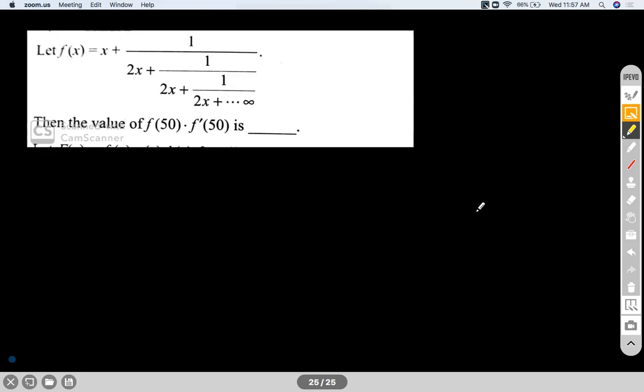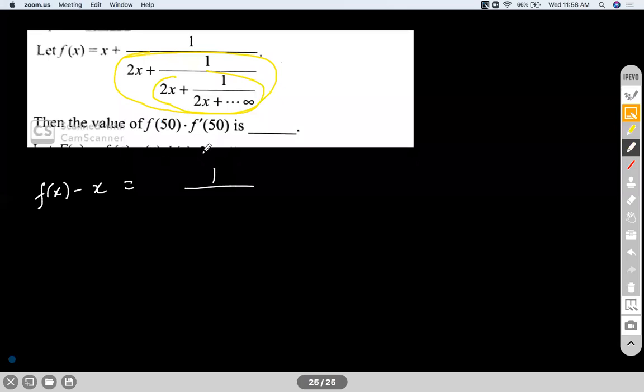So nothing is working in this question. See here, you have to observe a pattern. You can see that after 1 plus 2x, this part is getting repeated, right? This part, which is actually also this part, is getting repeated. Now see, can I write f of x minus x as 1 by this term?